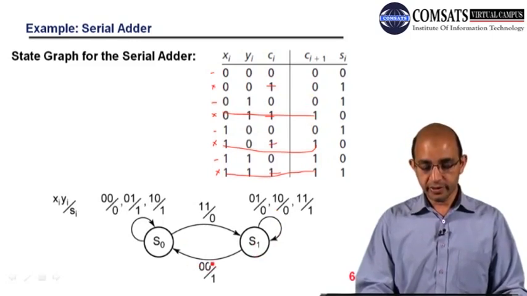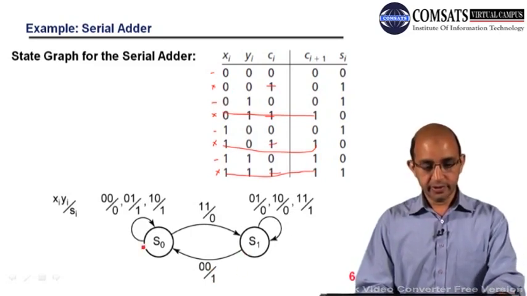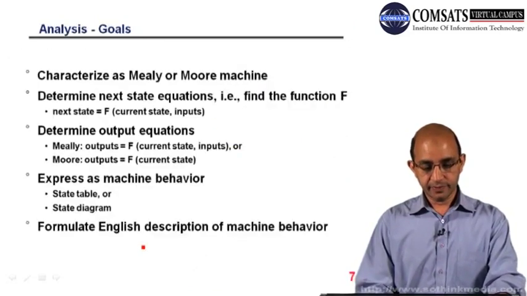On 0, 0, these are the inputs, the corresponding bits, and this is the output. You can see that we have sum 1. That's why we move from S1 to S0. So this is the state diagram regarding the serial adder.